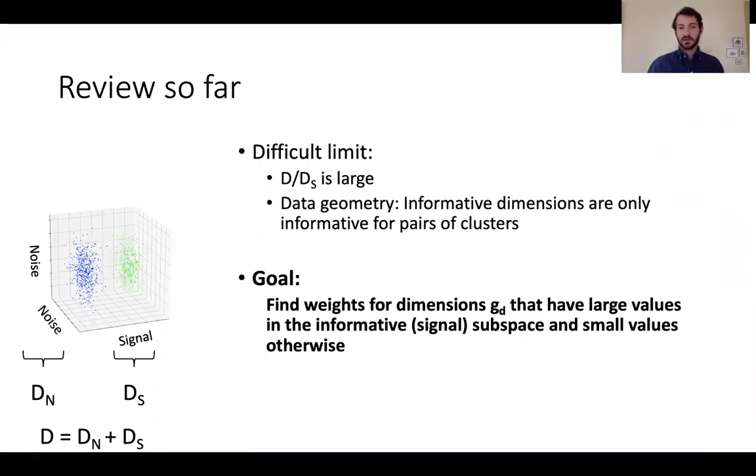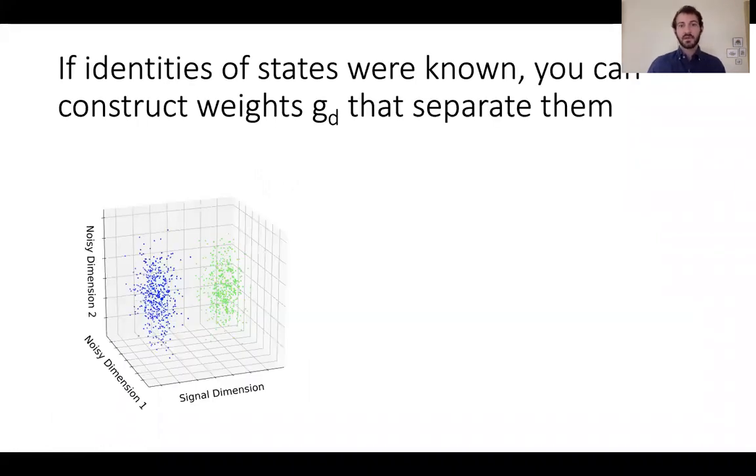And the goal is to weight our different dimensions. We want to find weights to be able to later go on and project into this informative subspace of signal dimensions so that we can find the clusters. I've said this before, but I want to step through this more clearly. If we knew the state, so if we were able to color the data points into green and blue, then I could construct weights that separate them. I'll describe how I would do that very concretely right now. If I had these blue and these green points, I would build a classifier, which I'm going to parameterize by theta, which is normal to this plane. And this classifier is going to separate my green and my blue points.